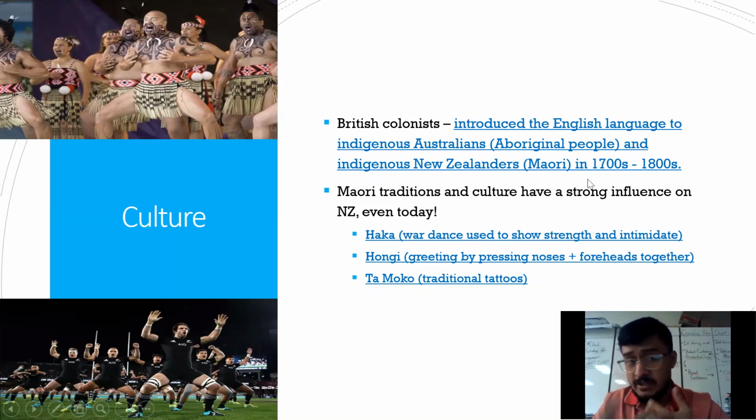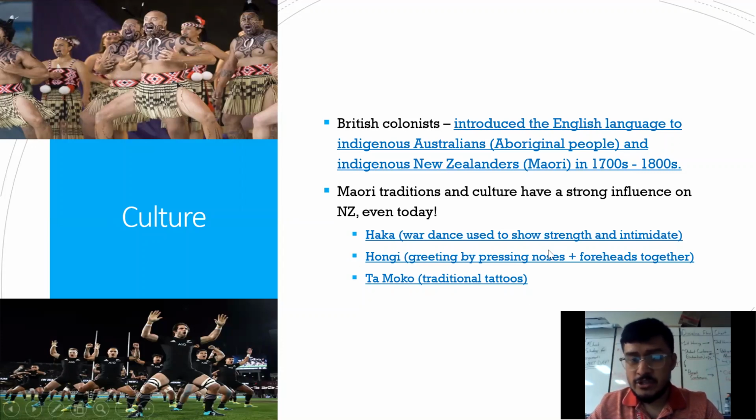And English is, at least to my knowledge, the most or primarily spoken in New Zealand and Australia even today. Now, focusing on New Zealand specifically, the Aboriginal or the original people of New Zealand, the Maori, their traditions and culture still have a very strong influence on New Zealand, even in modern times.